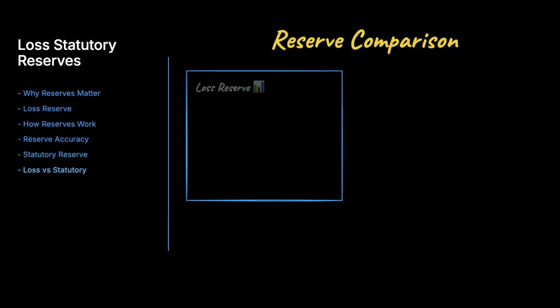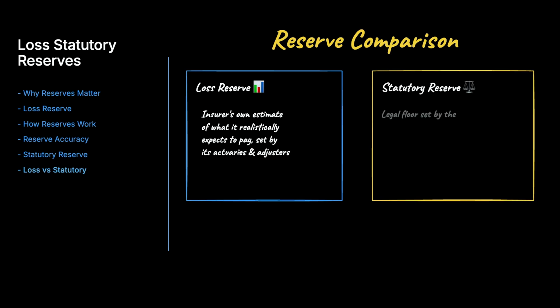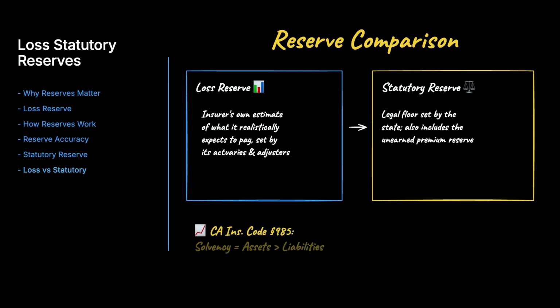So, how do the two differ? A loss reserve reflects what the insurer realistically expects to pay, set by its own actuaries and adjusters. A statutory reserve is a legal floor set by the state, and it also falls in the unearned premium reserve. Under California Insurance Code Section 985, solvency turns on assets exceeding liabilities.